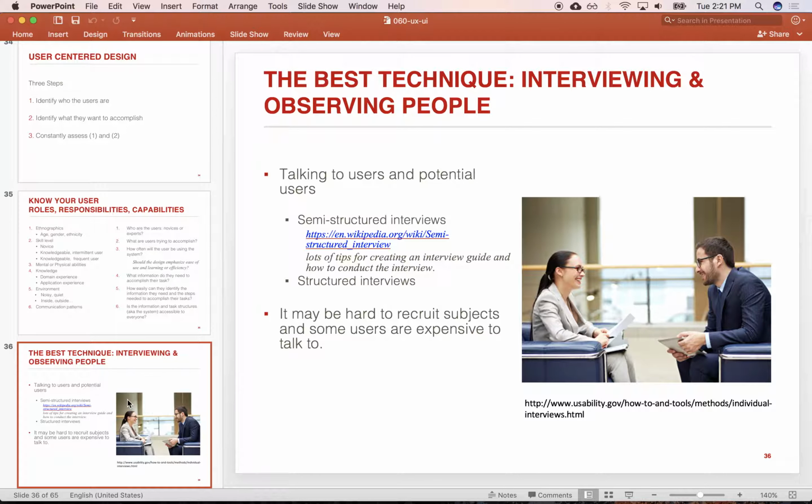It's a fairly formal process, and it might be very hard to recruit some of these folks. A lot of these folks might be busy. They might be traveling. They might be busy running the business, right? Making money to pay you.